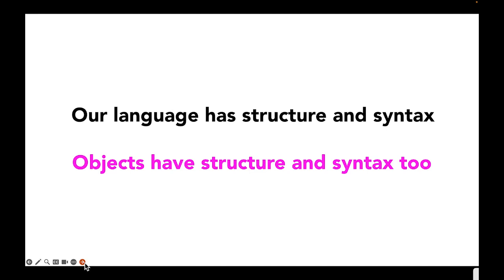So just as our language has structure and syntax, so you may have seen that word used in relation to how we write a sentence, well, objects have structure and syntax as well.